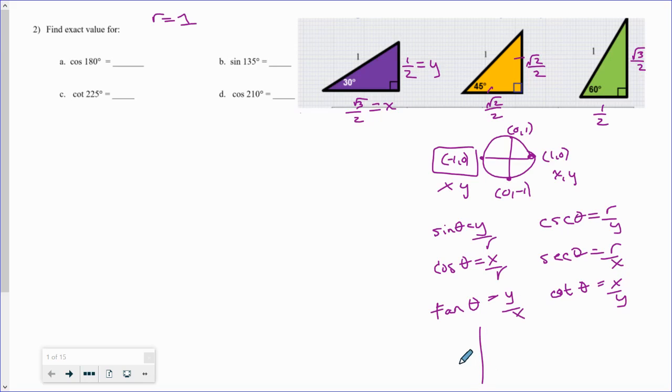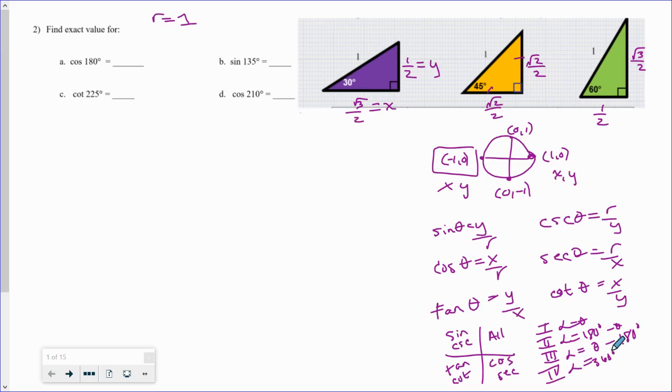The last thing you need to know is not only how to find alpha, but everything about the signs in these quadrants. All of them are positive in this quadrant. In quadrant 2, it is the sine and the cosecant that are positive. All Students Take Calculus, in this case All Squirrels Tickle Chipmunks: this one's tan, cotan, and this is cosine and secant. In quadrant 1, alpha is theta. Quadrant 2, alpha is 180 or pi minus theta. In quadrant 3, alpha is theta minus 180 or pi. And in quadrant 4, alpha is 360 or 2 pi minus theta.